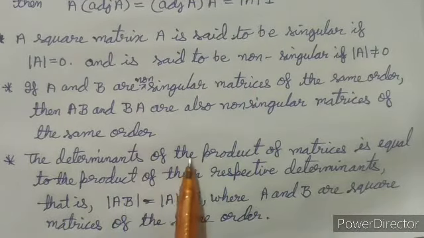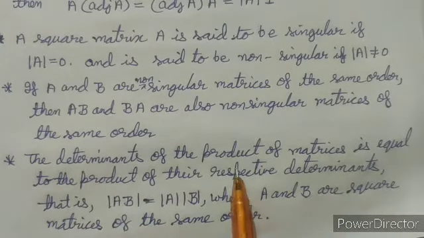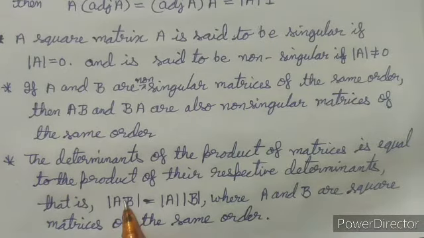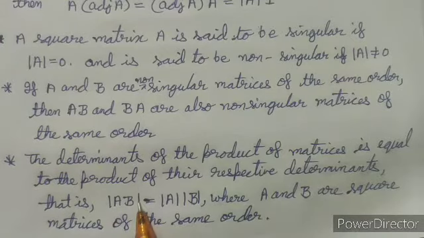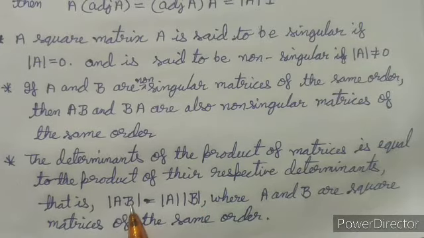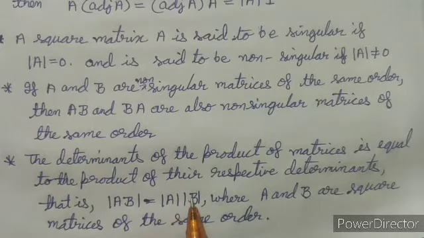The determinant of the product of matrices is equal to the product of their respective determinants. That means, if we find the product of two matrices and then take their determinant, that will be equal to the product of the determinants of the matrices. Suppose there are two matrices A and B. For them, the determinant of AB will be equal to determinant A into determinant B, and A and B should be square matrices of the same order.